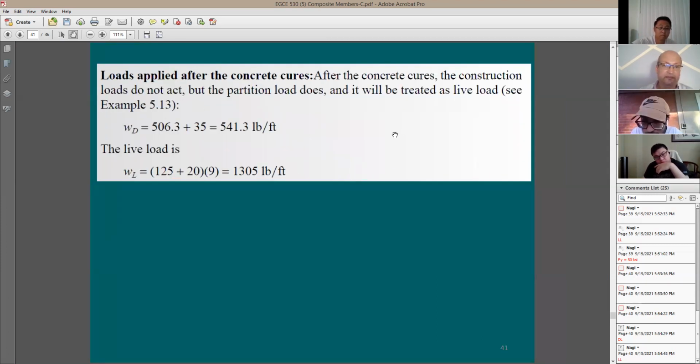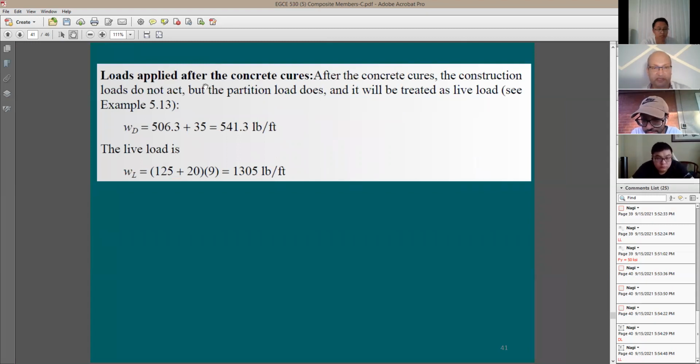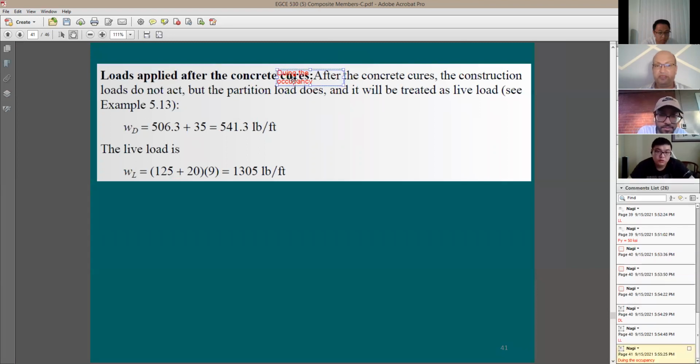See, after the concrete is going to cure, what is that? This is during construction. During construction, the steel beam supports itself plus the concrete slab and some live load during construction, right? Now for the occupancy, this means after the concrete cures. With the steel beam, this section will apply, right? Construction live load is not going to be there. We don't have it anymore.